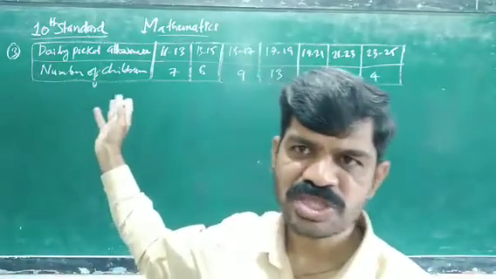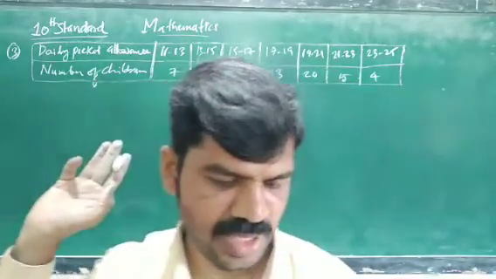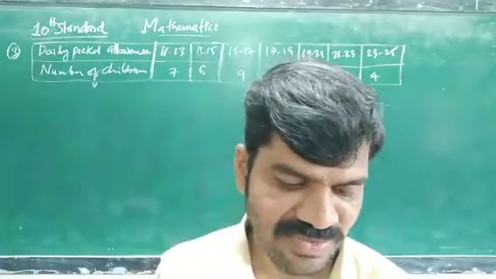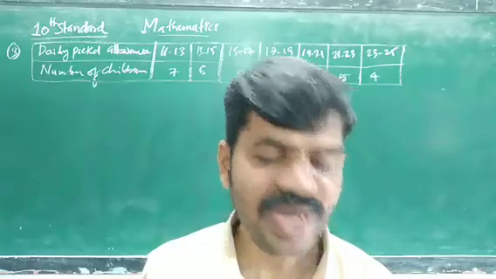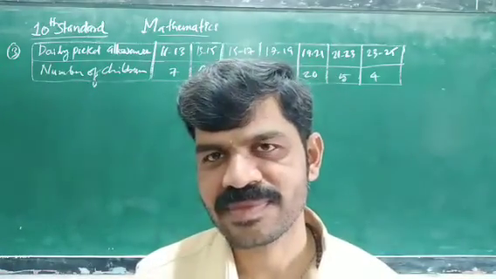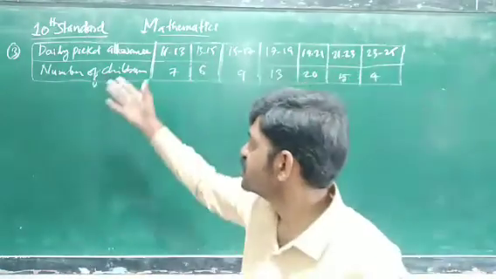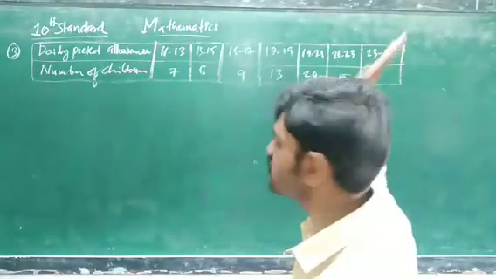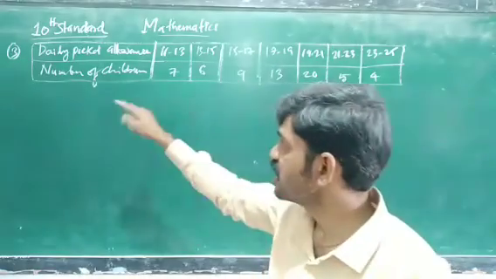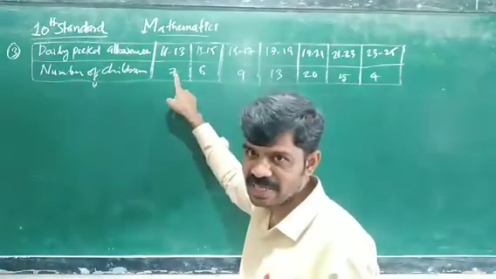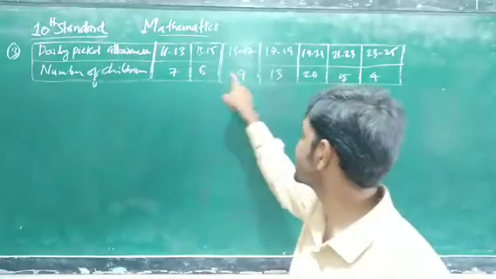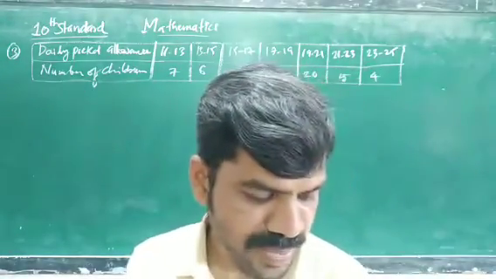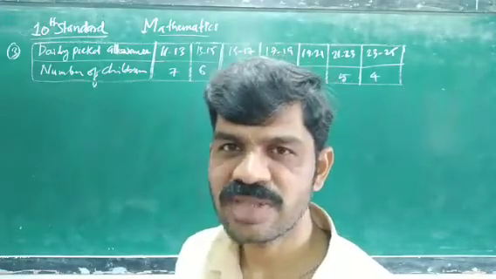The following distribution shows the daily pocket allowance of the children of the locality. Find the mean pocket allowance. The pocket allowances are 11 to 13, 13 to 15, and up to 23 to 25. These are the pocket allowances. The number of children is 7 for the first class interval, 6, 9, up to 4. So we have to find the mean pocket allowance. Let us find it out.